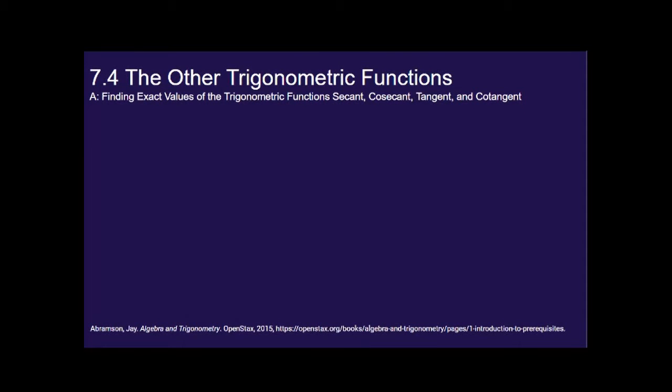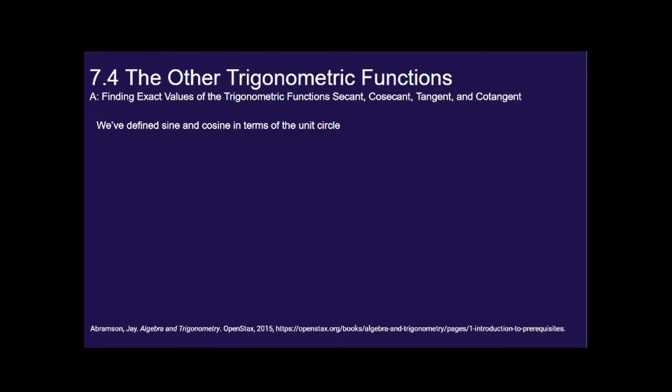This is 7.4a, finding exact values of the trigonometric functions secant, cosecant, tangent, and cotangent. And this is from OpenStax, Algebra and Trigonometry. So before we jump into this section, we need to review a few things.